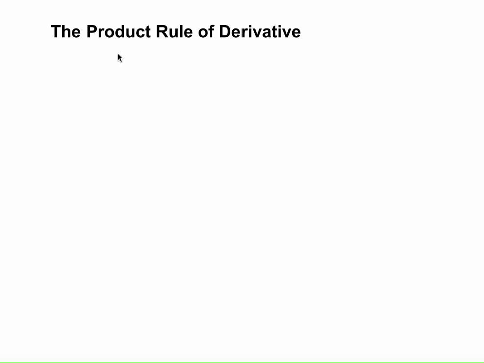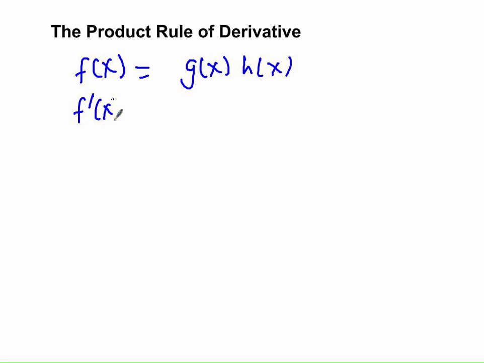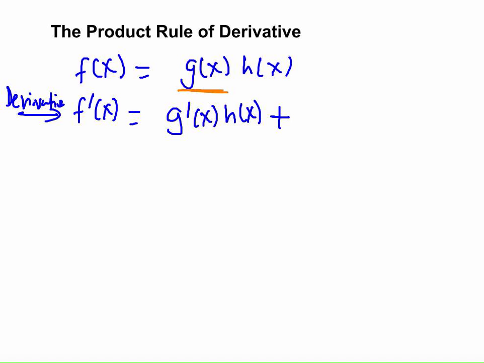Let's review the product rule of derivative, which states that if we have a function f of x given as a product of two other functions, g of x and h of x, the function's derivative, f prime of x, will be: first we need to find the derivative of this, which is going to be g prime of x, and then we keep this unchanged, multiplied by h of x, plus then we need to find the derivative of this, which is going to be h prime of x, and then we multiply it by g of x.